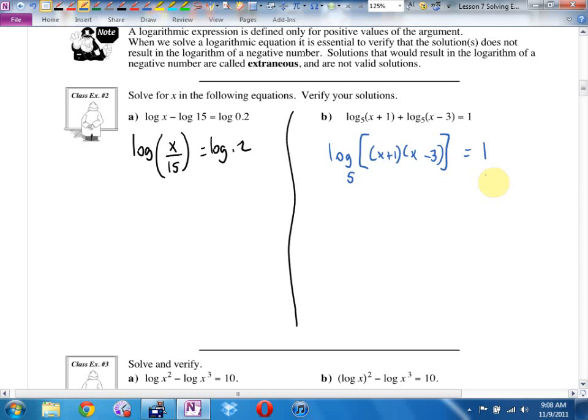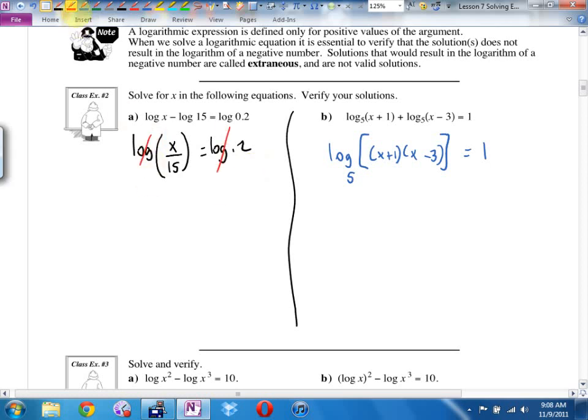Let's look at the left-hand side. I have one log equals one log. The logs cancel. Well, okay, I should be careful. Technically, what we're doing is taking the anti-log of both sides and recognizing that the quantity of the first log has to be the same as the quantity of the second log. If you have one log equals one log, same base, you can say my real equation is x over 15 equals 0.2.